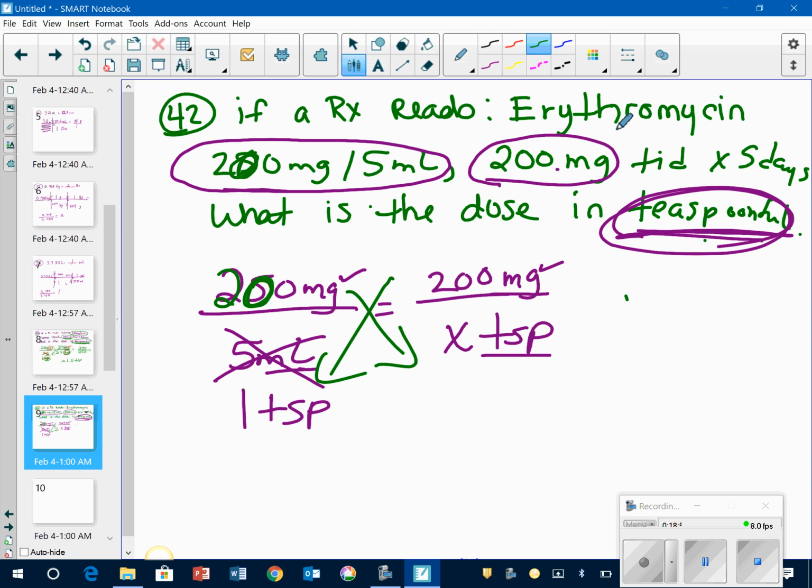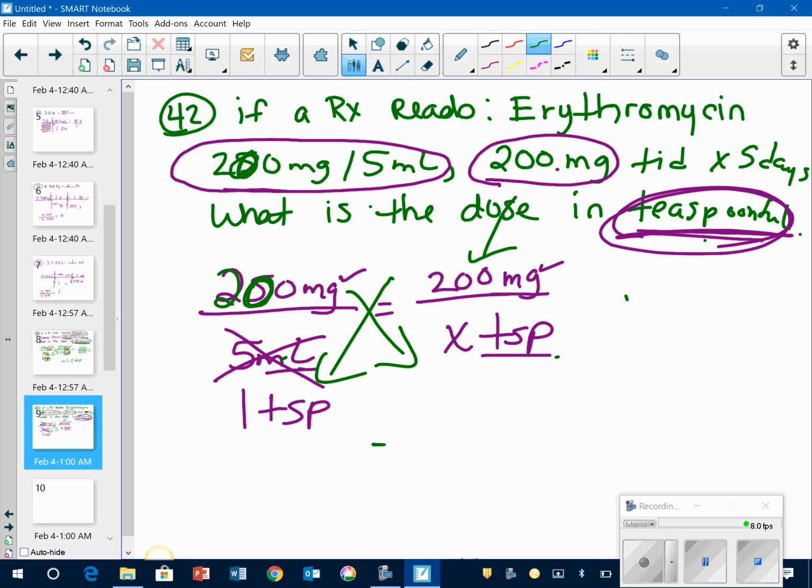So if a prescription reads erythromycin 200 milligrams per 5 milliliters, and they're to take 200 milligrams 3 times a day for 5 days, what is the dose in teaspoonfuls? So 200 milligrams over 5 milliliters will be here. And then you'd also have your other 200 milligrams here, and we're trying to find X teaspoons. Okay, I apologize about that.